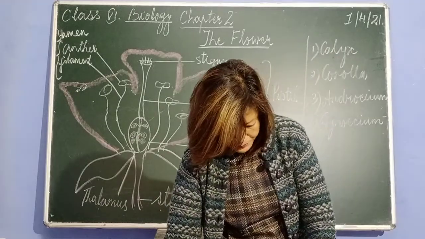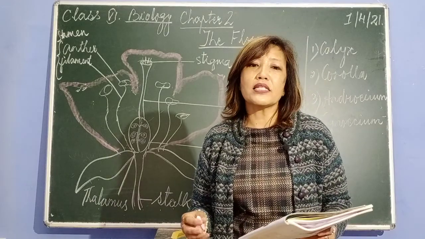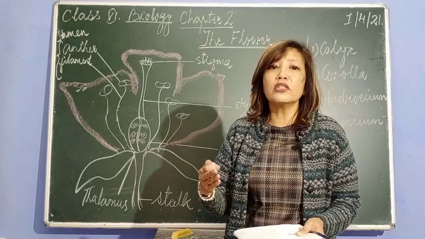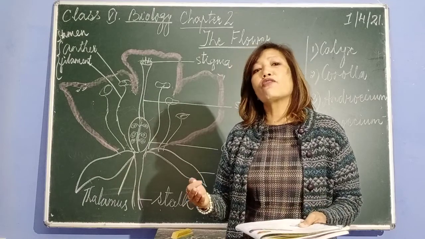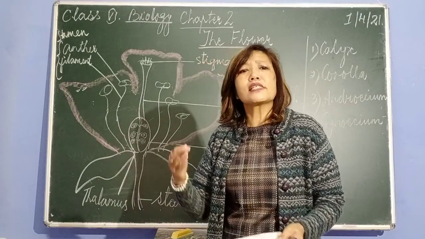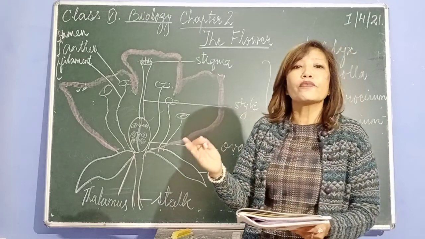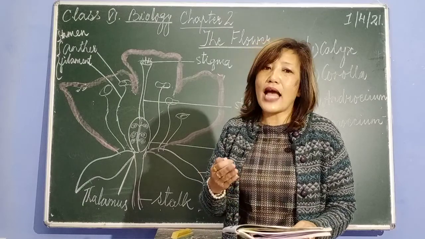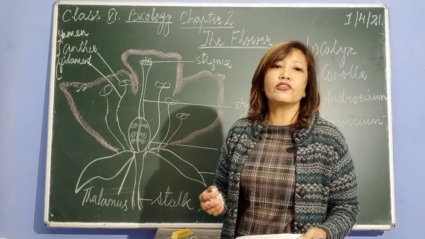Okay, so some plants like tulip or lily have only one stalk, which means only one flower will grow or bloom from one stalk. But some flowers have more than one stalk. And in some cases, some flowers do not have a stalk. They grow directly from the branches, from the stem. That type of flower where the stalk is absent is called a sessile flower.